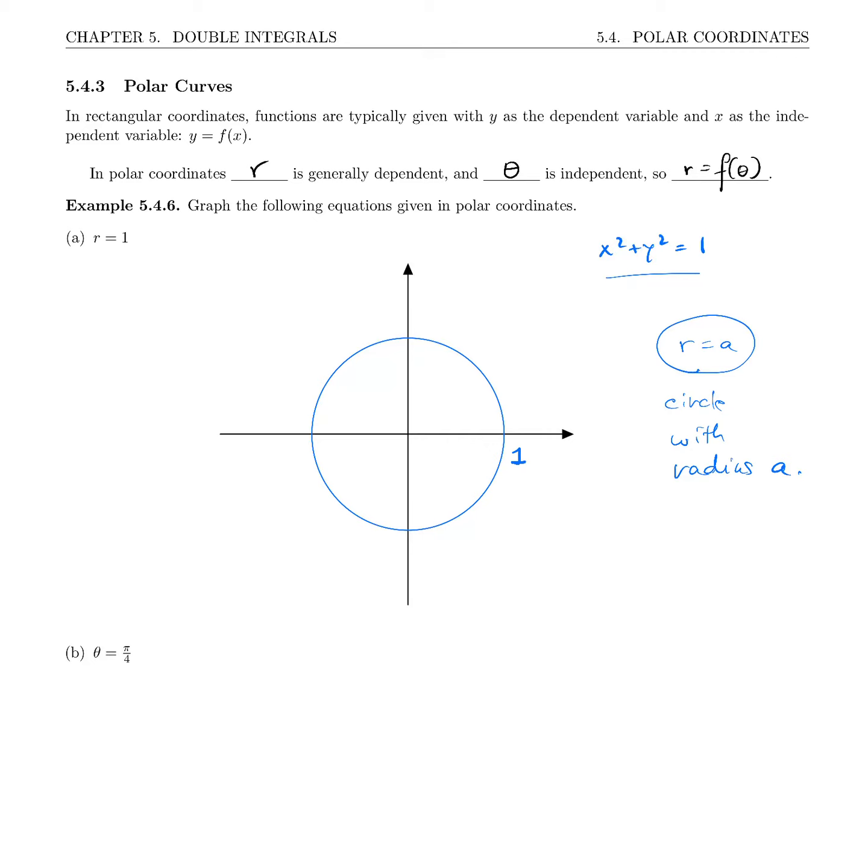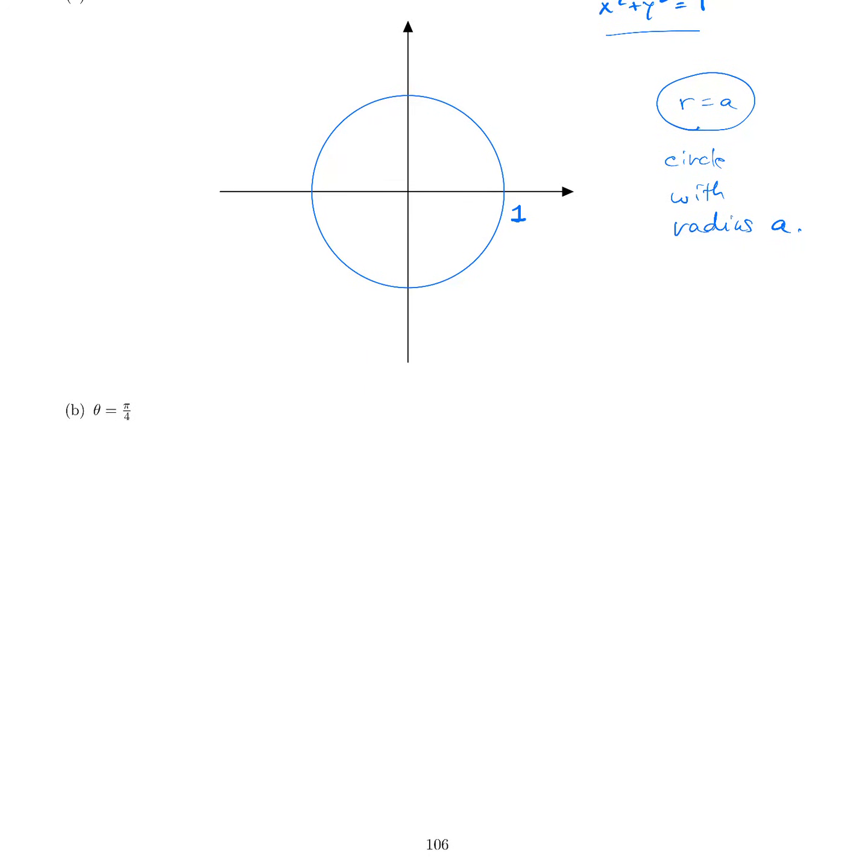All right, so there is our function. r is f of theta. What if we have a constant theta? So theta is pi over 4. Well, what does that look like?